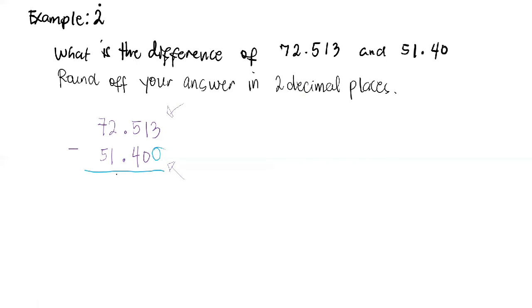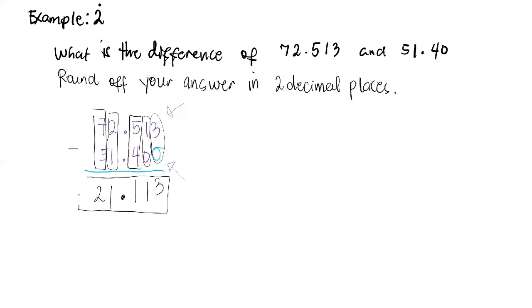3 minus 0 is equal to 3. 1 minus 0 is equal to 1. 5 minus 4 is equal to 1. And copy the decimal point. Then 2 minus 1 is equal to 1. And 7 minus 5 is equal to 2. So our difference, or our answer, is 21.113 thousandths. But this is not the final answer because we need to round off our answer to 2 decimal places.